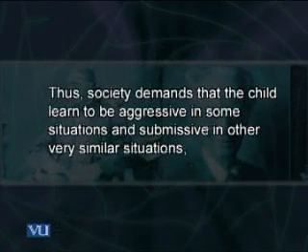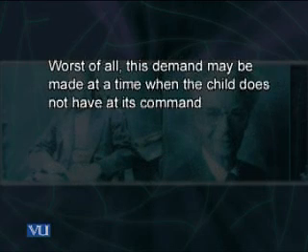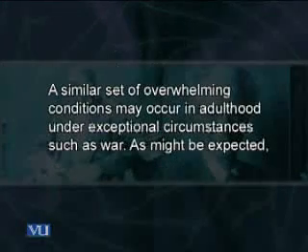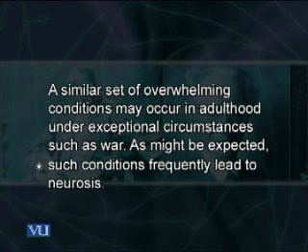Thus, society demands that the child learn to be aggressive in some situations and submissive in other very similar situations, a difficult discrimination at best. Worst of all, this demand may be made at a time when the child does not have at its command all symbolic functions contributed by language, so that such discriminations may simply overreach its learning capacity with a resultant frustration and emotional disturbance. A similar set of overwhelming conditions may occur in adulthood under exceptional circumstances such as war. As might be expected, such conditions frequently lead to neurosis.